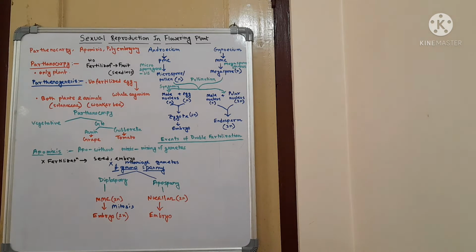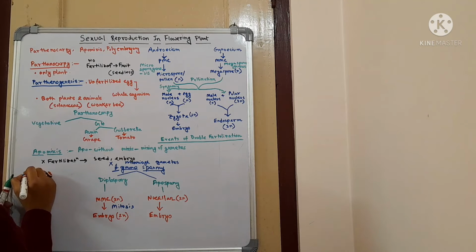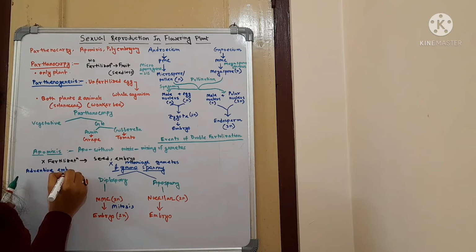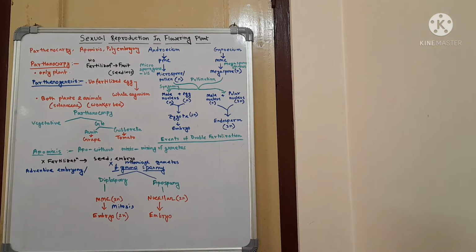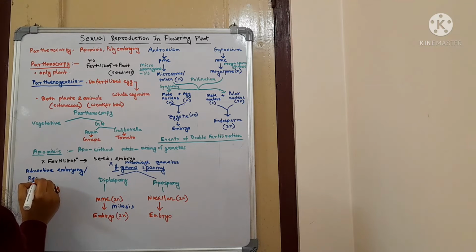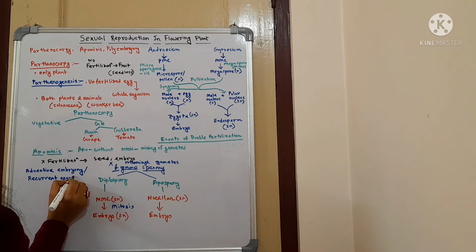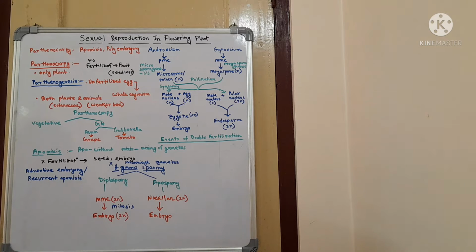Other than that, there is also another term which is used, adventive embryony. So let me write it down here, adventive embryony. Another name for adventive embryony is recurrent apomixis. So what is the meaning of recurrent apomixis or adventive embryony?